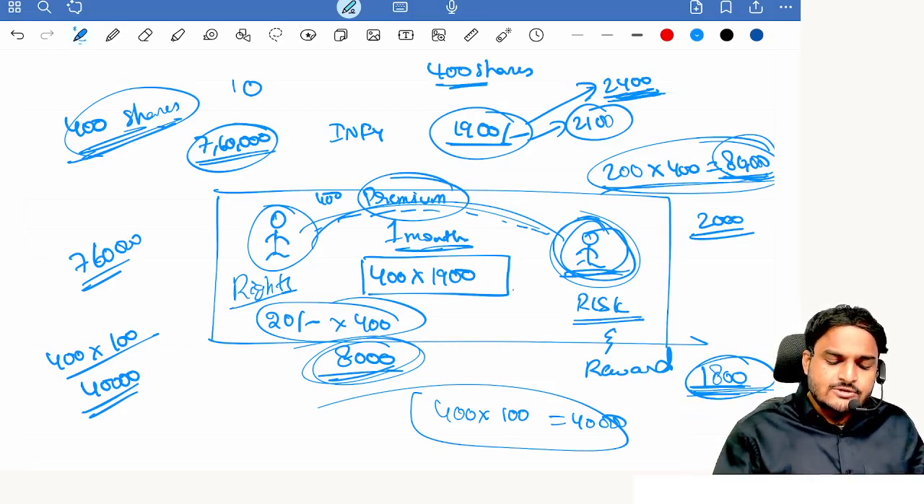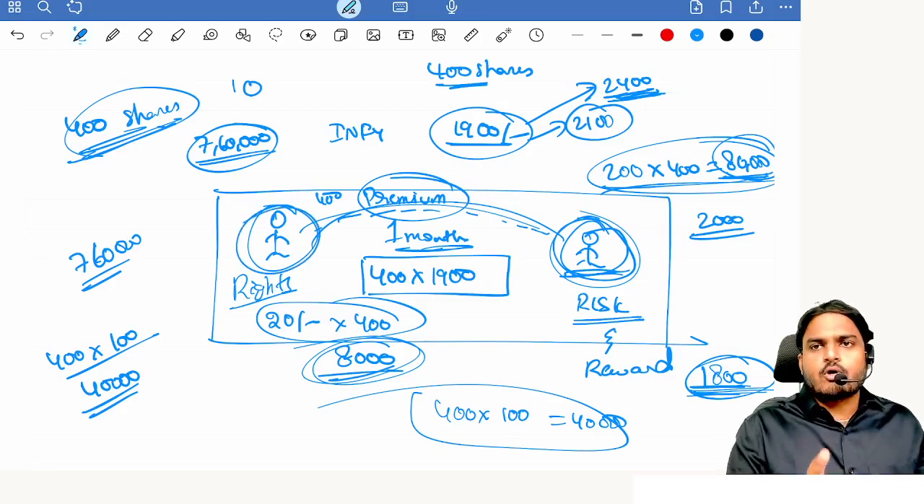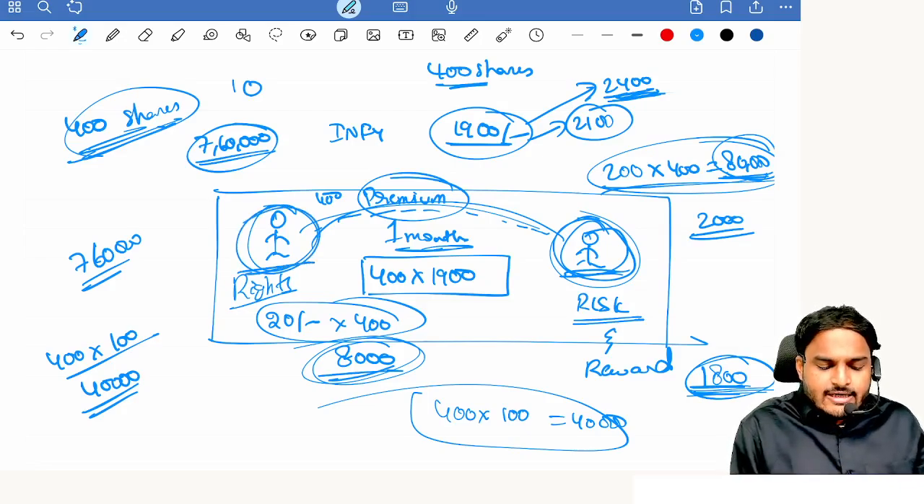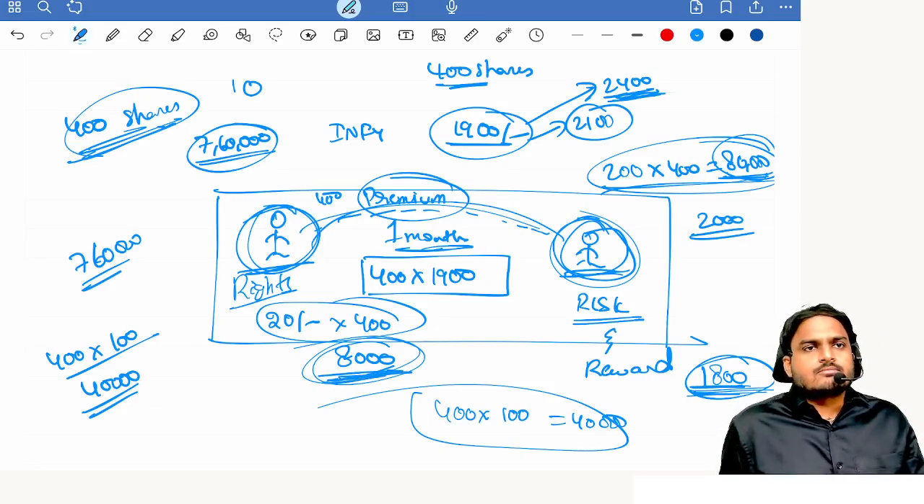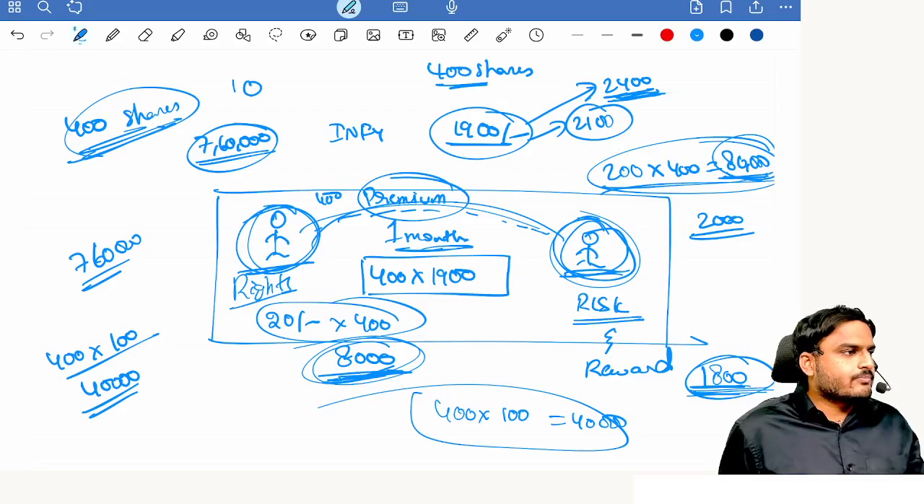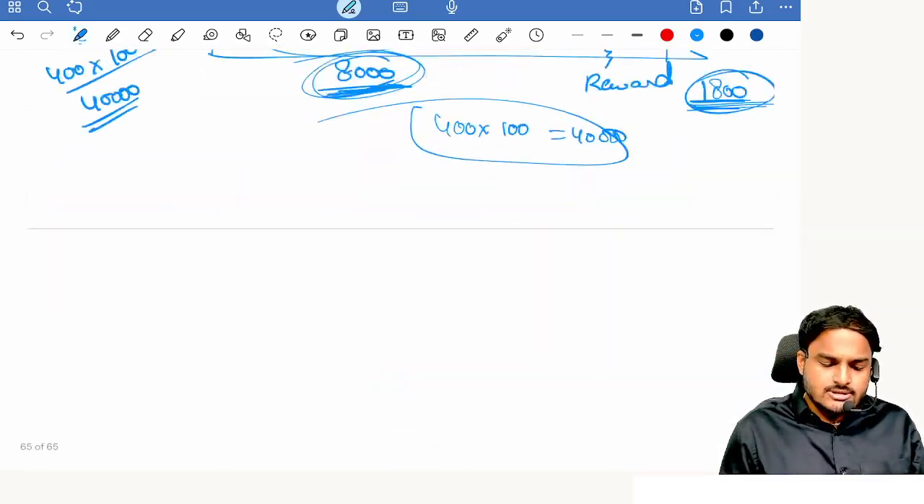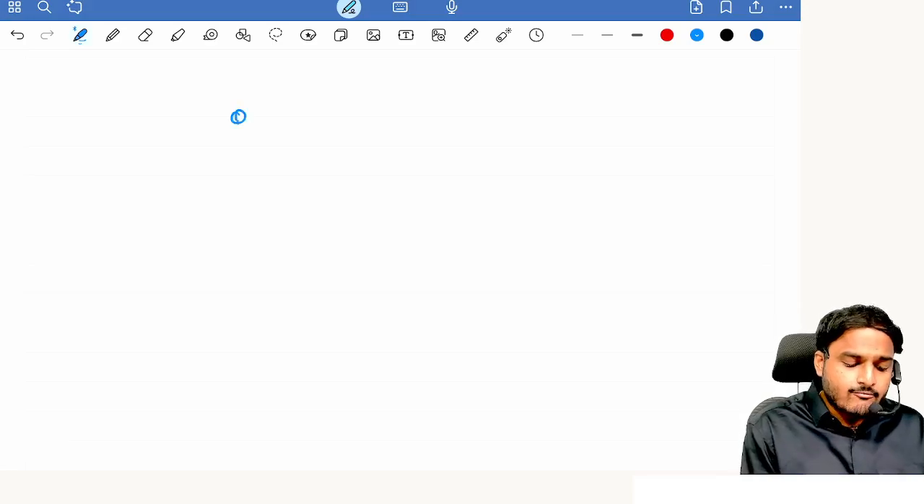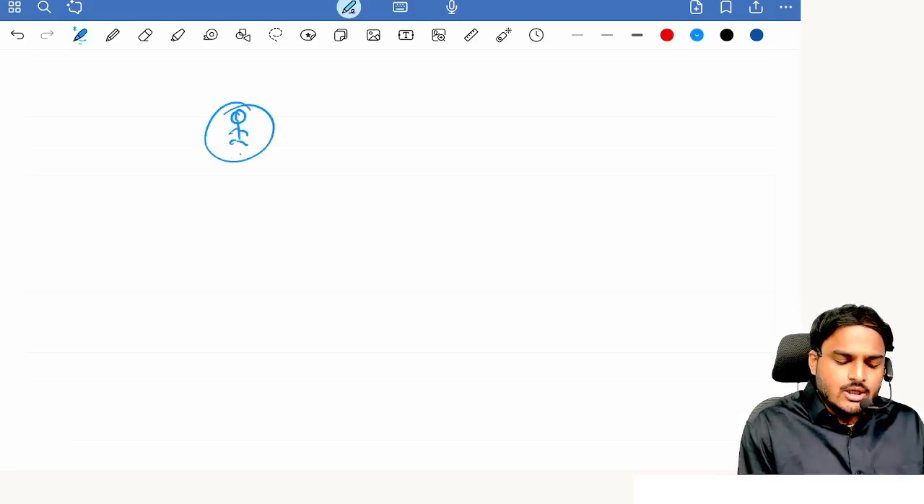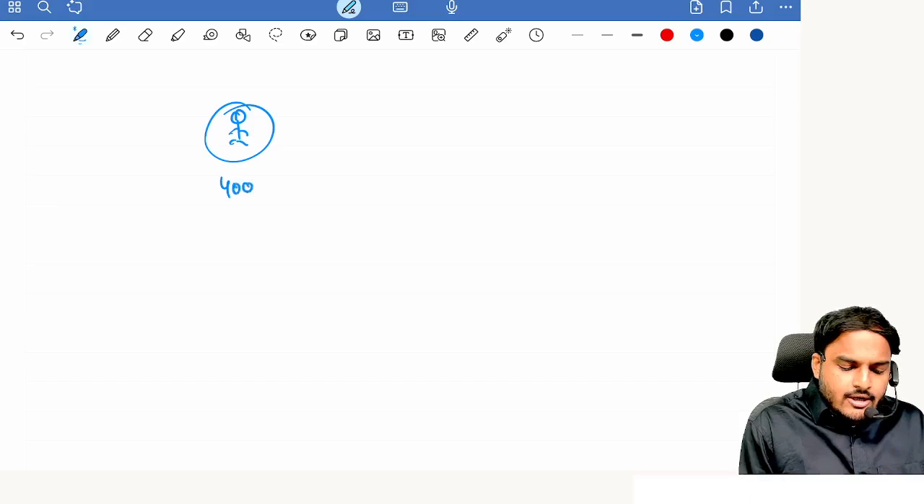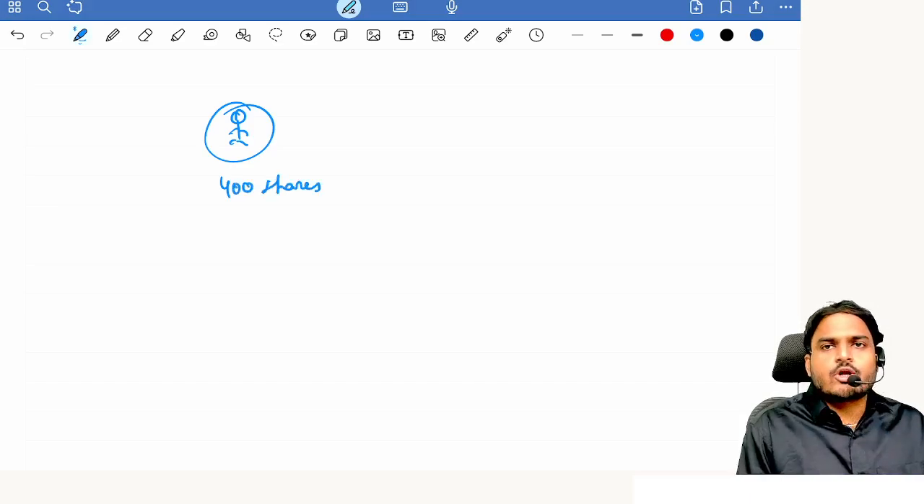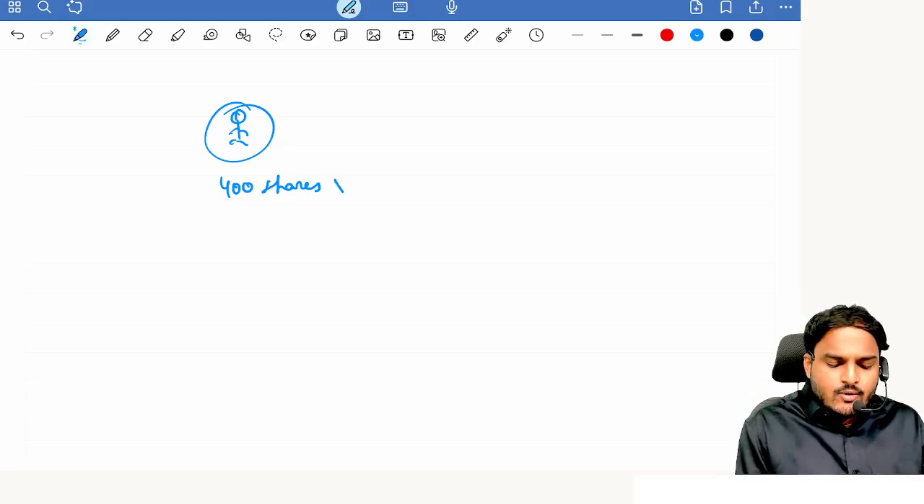So if the share price increases, definitely I will get profit. If the share price falls, definitely I'll be at a loss, but my loss is restricted to the premium amount. Everyone getting my point? Now imagine what is happening in the stock market. I'll tell you. Now you know this person has an option to purchase how many shares? 400 shares. Right now, what is the premium amount?